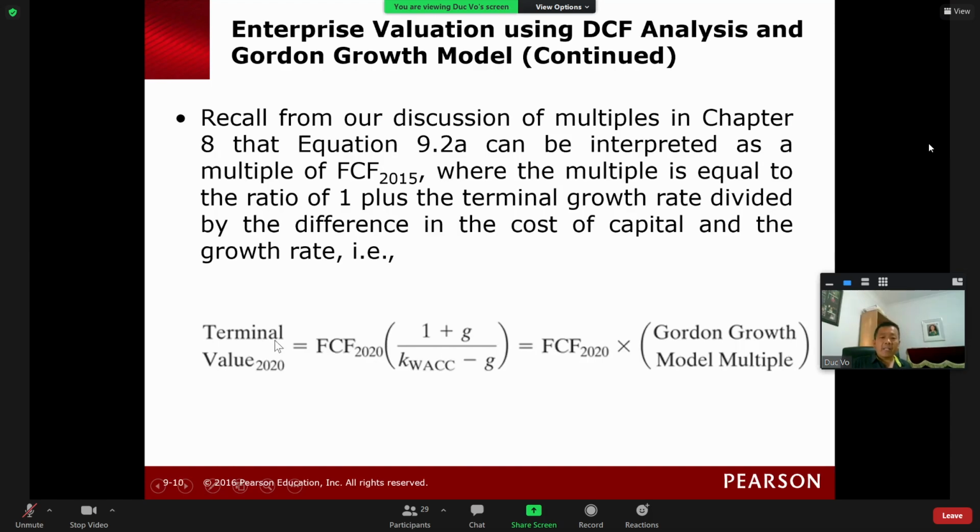So if that's the case, what you can see from there is, okay, if you want to work out the terminal value for year 2020, make sure that you use the free cash flow for 2020, you increase it by the growth rate, and then divide by the cost of capital minus the growth rate. The one in this multiple. So I say again, 1 plus G over cost of capital minus G, you call that the Gordon-Growth model multiple. So that is the way we work out the terminal value. Right.